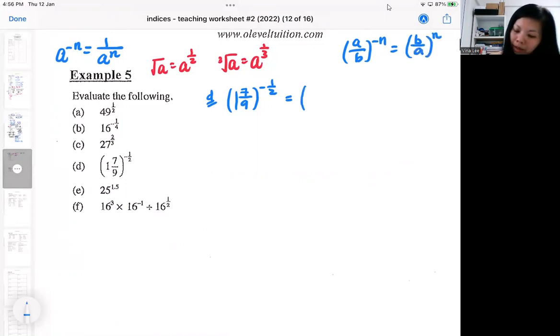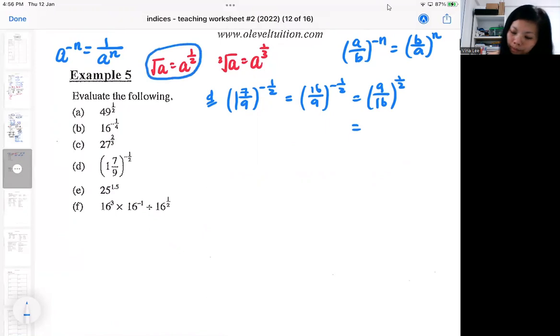First of all, it must be an improper fraction first. So that will be a 16. Then I can flip over. After the flip over, that is a representation of a square root. So if you need to get rid of a negative power, you always go back to 7 and 8, even if it's a negative fraction power.